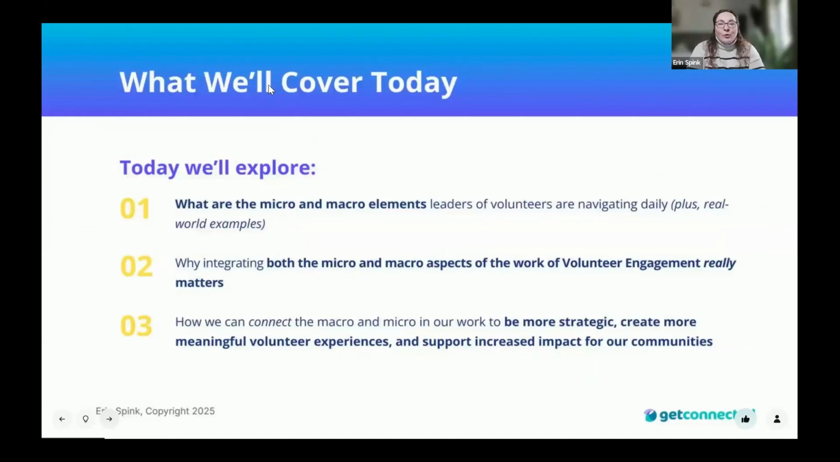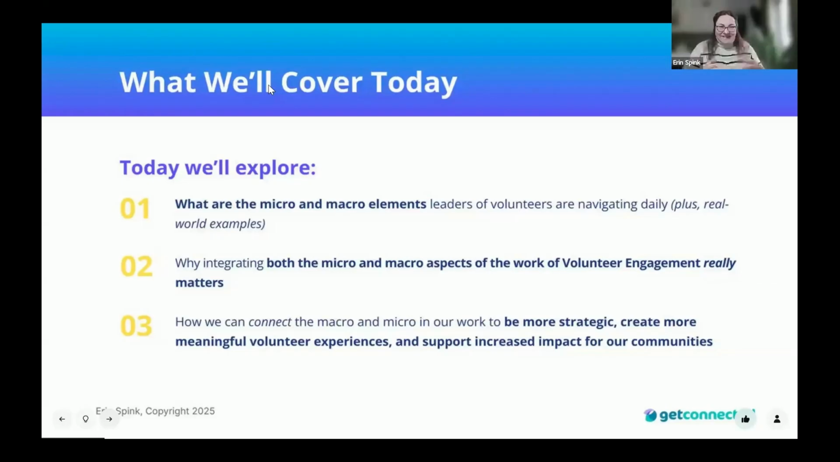Micro and macro elements that we as leaders of volunteers are navigating. And I'm going to pepper that in with some real life, real world examples. I'm also going to explain what we are talking about when we talk about micro and macro. And then we're going to examine how integrating these is really important. It can be really transformational for our work, and then connecting those things to be more strategic.